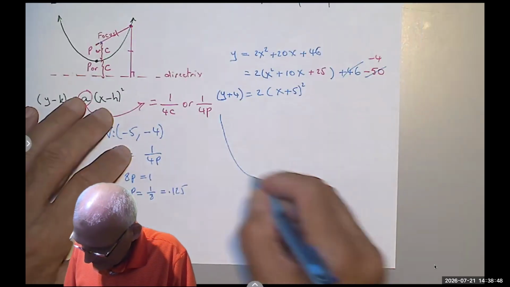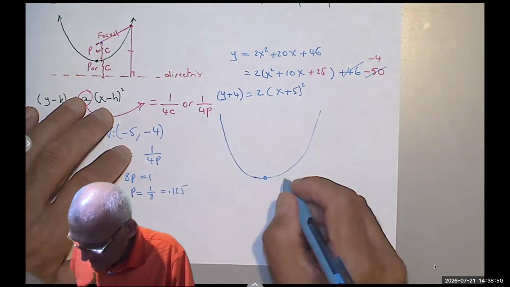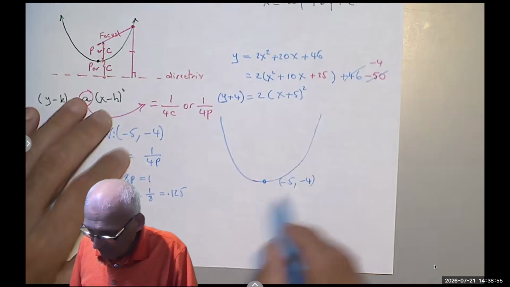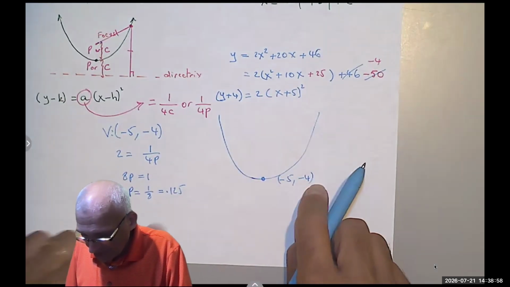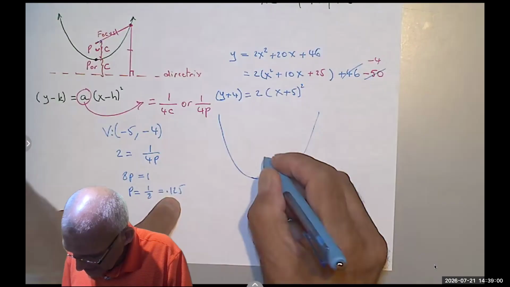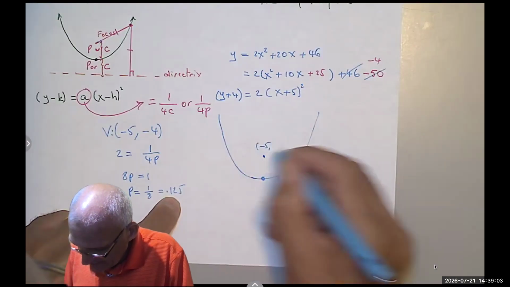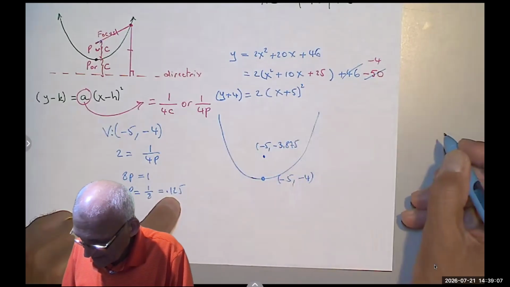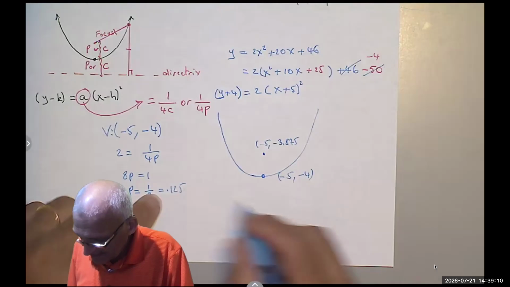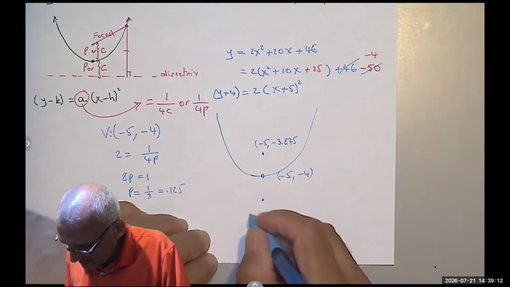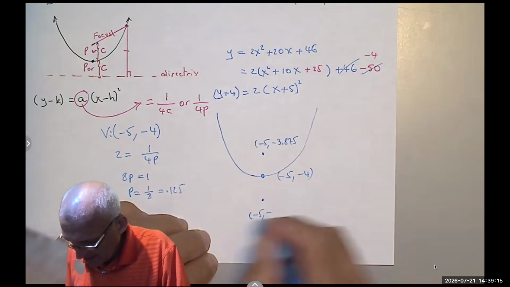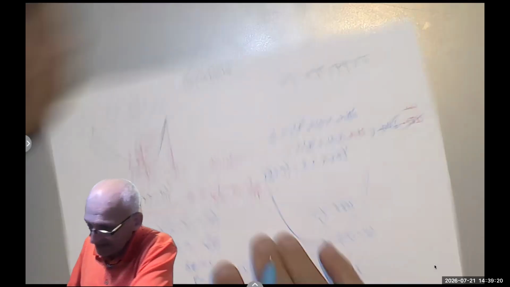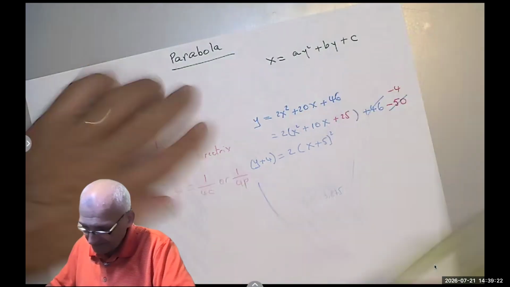So my graph would look something like that. This point is -5 and -4. For the y, which is the -4, I'm going to add this so it becomes -5 and -3.875. And then I'm going to subtract that, and I will get a point here that is -5. I don't care about the -5, but -4.125. And that is the directrix.